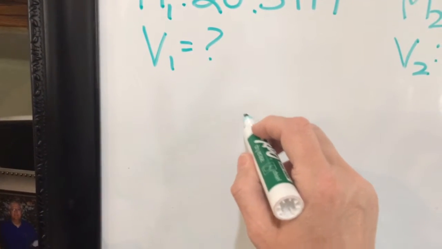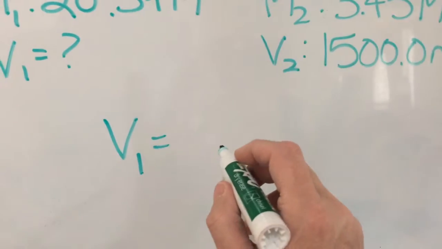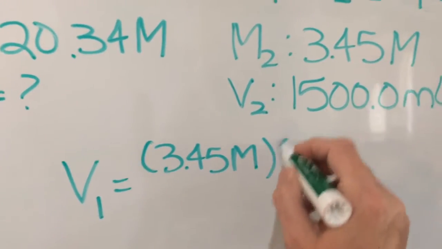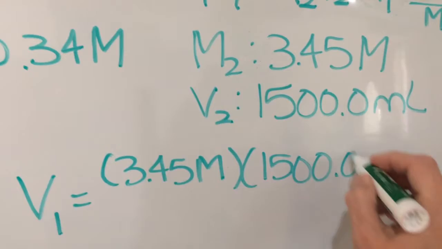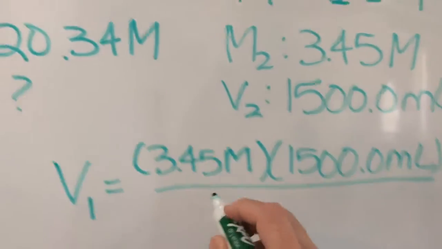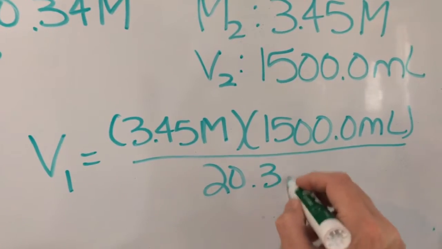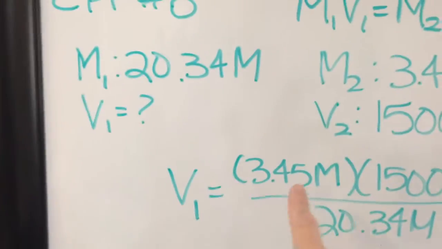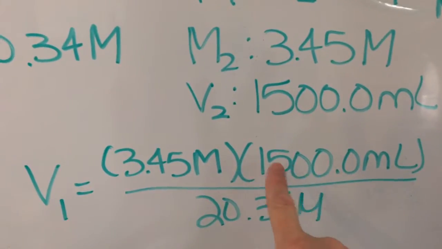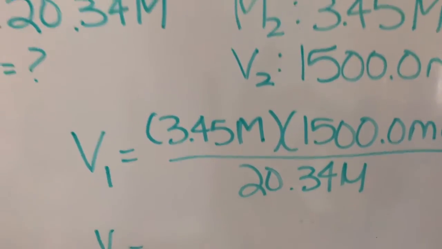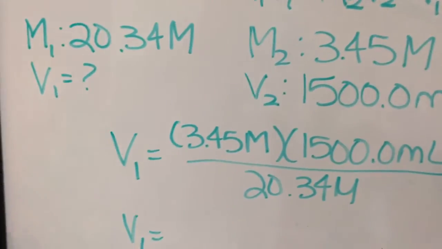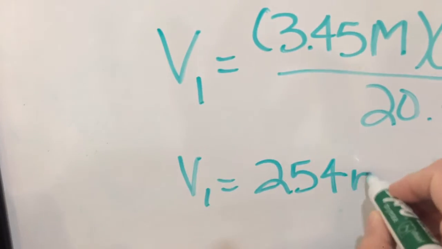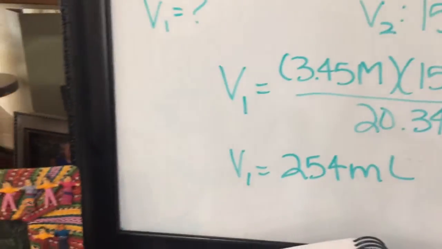So V1, because that's what I want to know, equals M2 times V2. So I have 3.45 M times 1,500.0 milliliters divided by 20.34 molarity. Okay, and so I multiply and divide that out. I have 3 significant figures times 5 significant figures divided by 4 significant figures. I go with the smallest, which means I'm going to have 3. And my answer is going to be 254 milliliters.